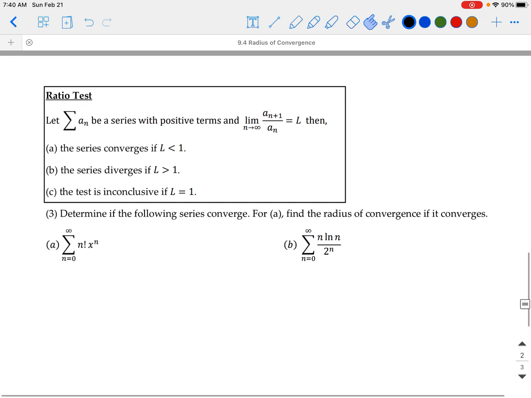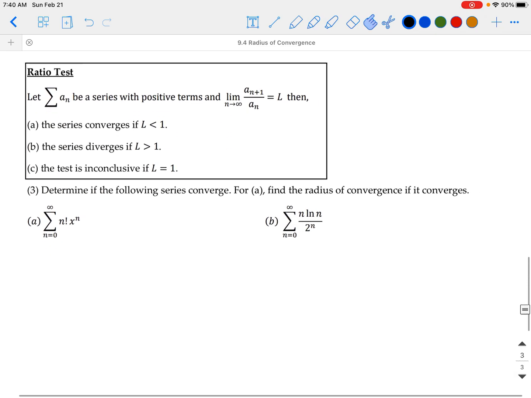All right, so let's get to the ratio test. This one's going to be really nice for us as well. So let a sub n be a series with positive terms, and the limit as n goes to infinity of a sub n plus 1 over a sub n is equal to L. Then the series converges if L is less than 1. The series diverges if L is greater than 1, and the test is inconclusive if L equals 1.